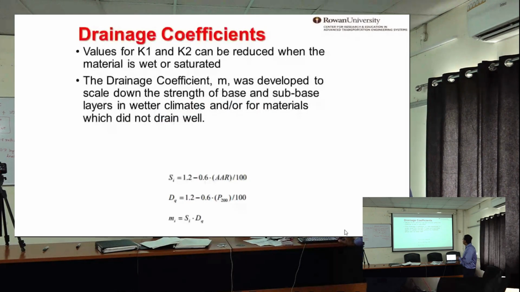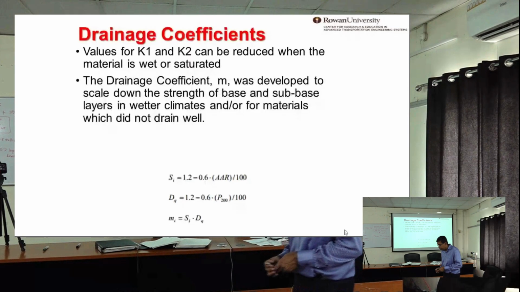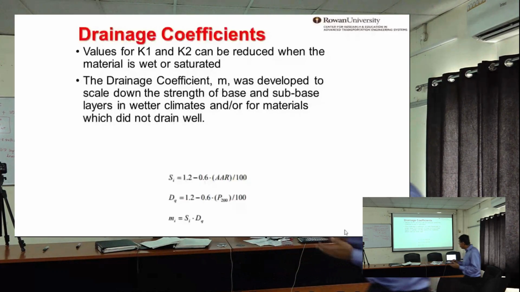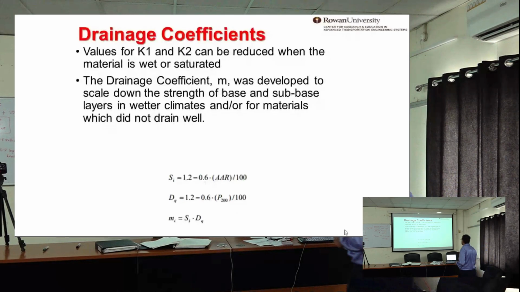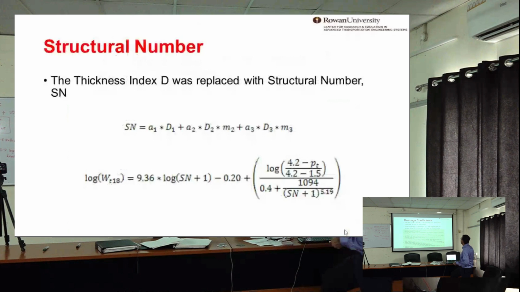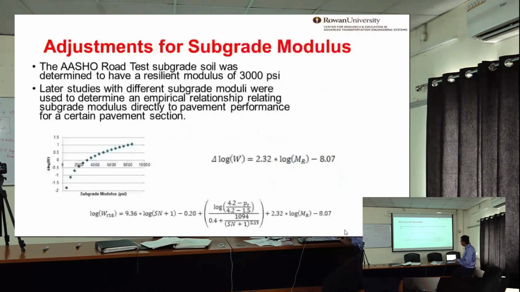It was developed by scaling down the strength of the base and subbase, as I told you earlier. If you do not have the ability to drain the material, to remove the water out, you would reduce the strength of the material depending on the percent passing 200, and average annual rainfall. So that's how they came up with each of the drainage coefficients. And finally, structural number. Thickness index was replaced with structural number, and that's how we got the equation. This is how they developed it, with E replaced with SN, and that's how they came up with these equations.